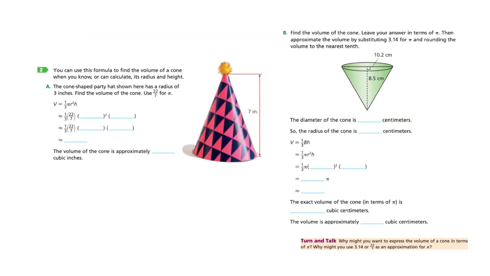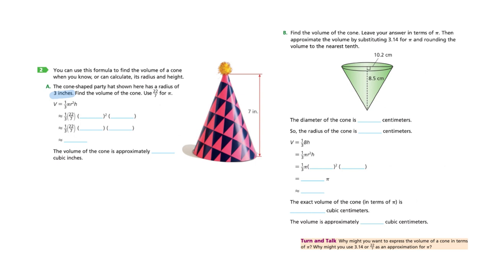All right, so let's look at number 2A. They're telling us that we can use this formula to find the volume of a cone when you know or can calculate its radius and height. A, the cone-shaped party hat shown here has a radius of 3 inches. And they say find the volume of the cone, and they want you to use 22/7 for pi in this case. And they do that here. They kind of fill that in for you. So we're just filling in the blanks.